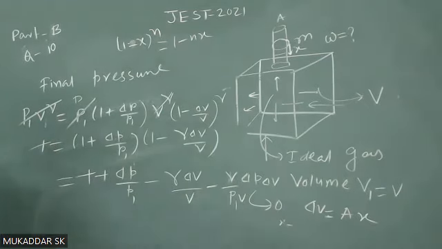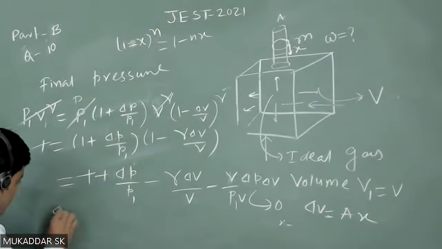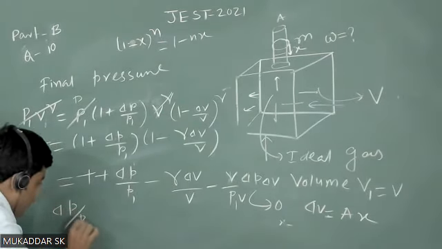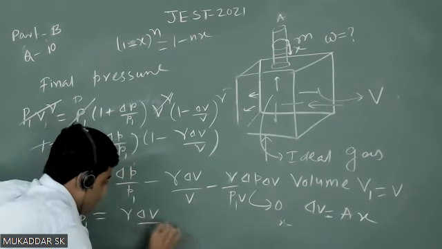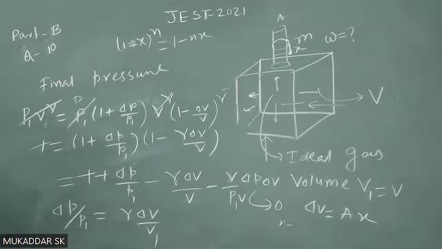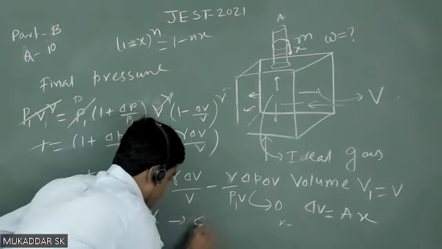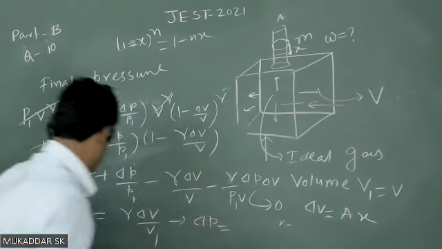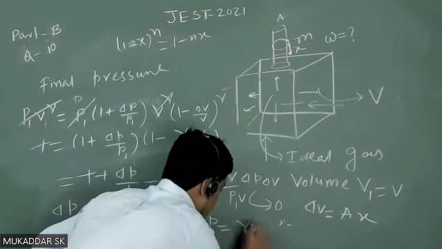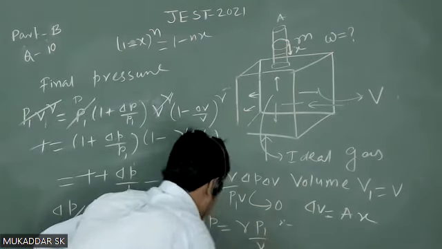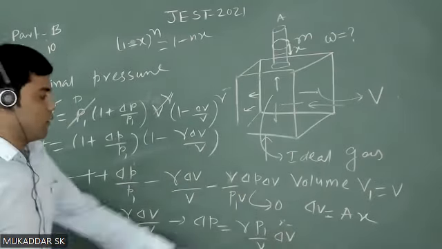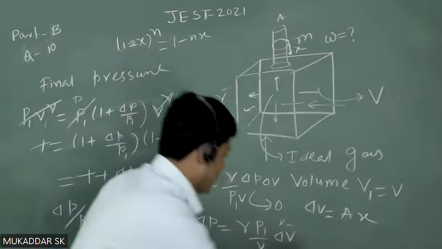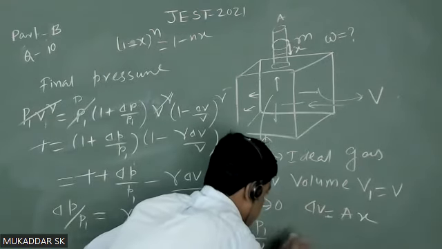So basically it means I can write you have ΔP by P₁ and that will be γ ΔV by V₁. Okay, so it means ΔP will be γ P₁ by V₁ into ΔV. And ΔV, that is nothing but A into x.